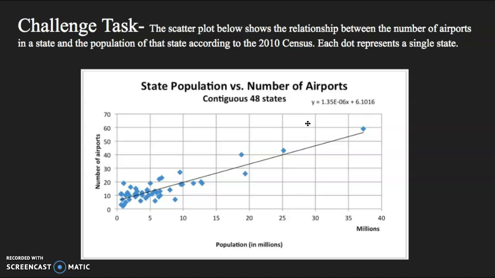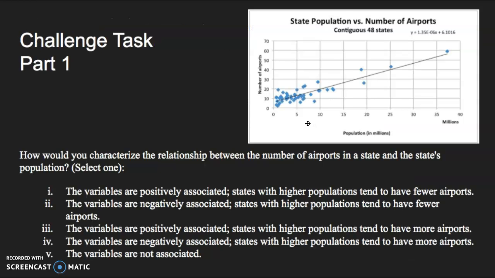For our challenge task, we have the scatter plot shows the relationship between the number of airports in a state and the population of that state according to the 2010 census. Each dot represents a single state. So part 1, how would you characterize the relationship between the number of airports in a state and the state's population? Go ahead and pause.